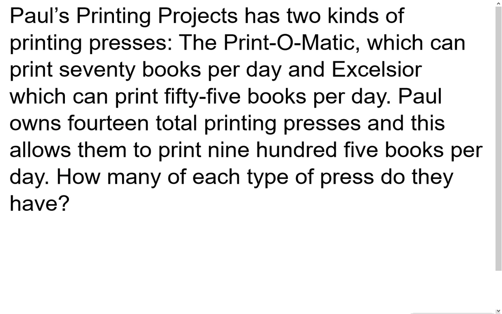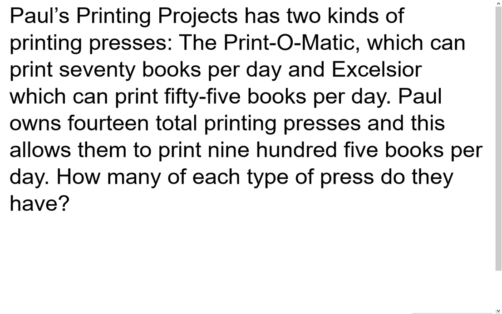And I have one more word problem to help us practice our word problems and look at solving systems of equations using elimination. So this one says Paul's printing projects has two kinds of printing presses. There's the Print-O-Matic, which can print 70 books per day, and there's the Excelsior, which can print 55 books per day. So if Paul owns 14 total printing presses, and this allows them to print 905 books per day, how many of each type of press do they have?